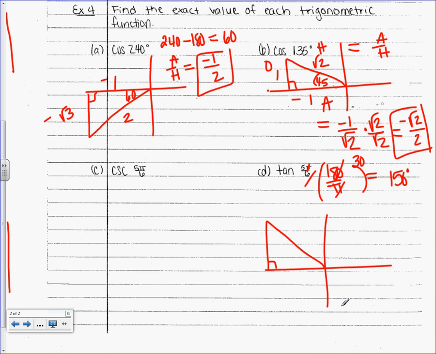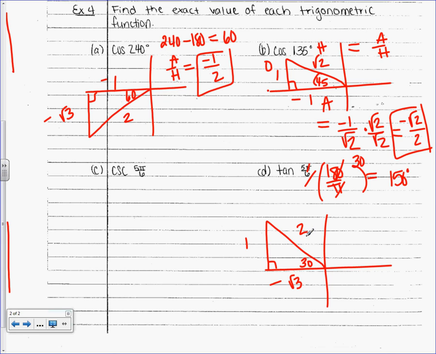You okay? I need my reference angle. If this is 150 degrees, what's the reference angle? 30, right? What side is across from 30? 1. What's across from 60? Square root of 3. What's the hypotenuse? 2. What does the 1 get, a positive or a negative? Positive. The square root of 3? Negative. The 2? Always positive.